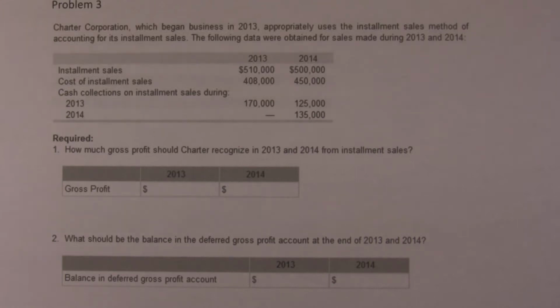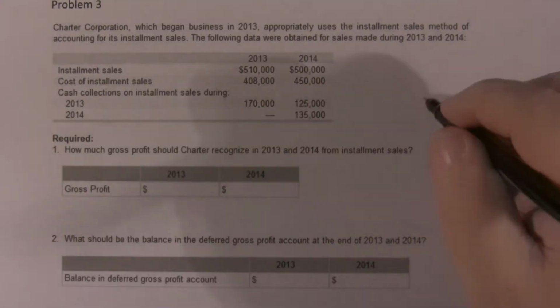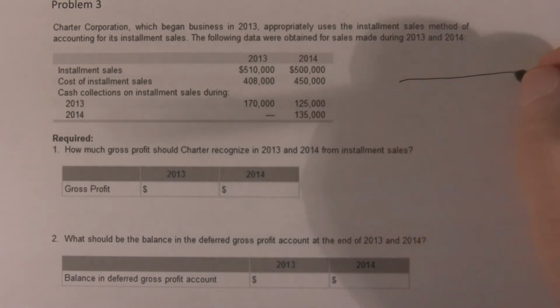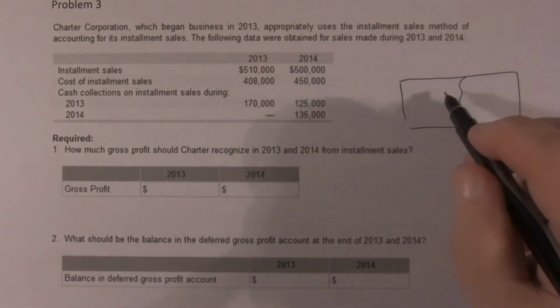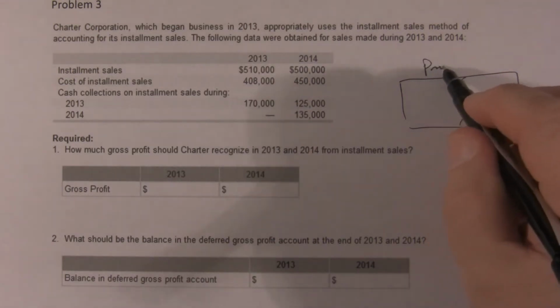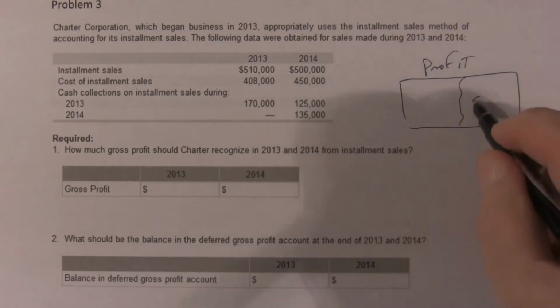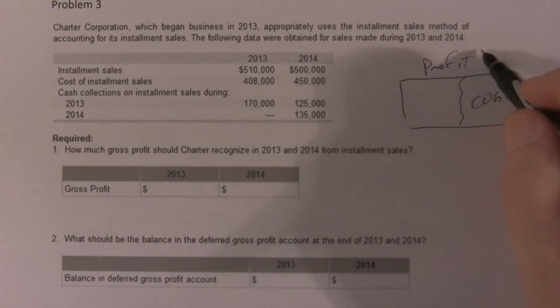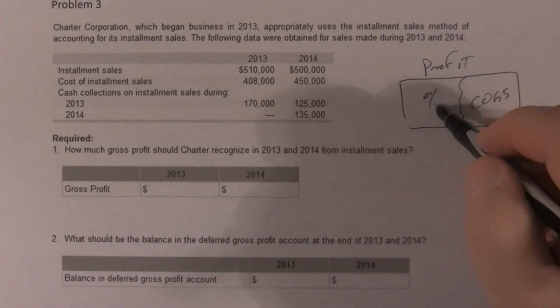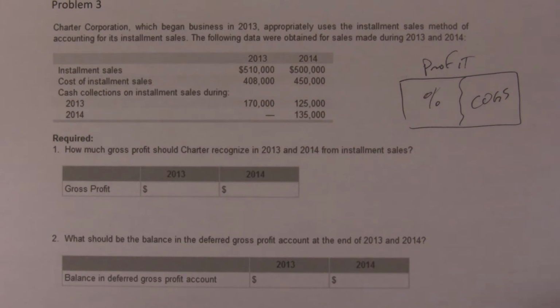Okay, problem 3 deals with the installment sales method, and it asks us how much is gross profit and what is the balance in the deferred gross profit. So just a quick reminder, what this is talking about is that whenever you make a sale, your sales dollar is part profit and part cost of goods sold. Now, we have to figure out what the percentage is here. That's what we have to figure out. That's our question first. So there's two ways we can do that.